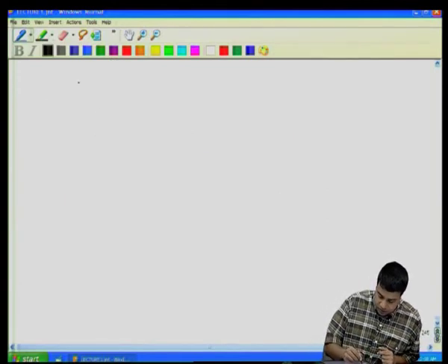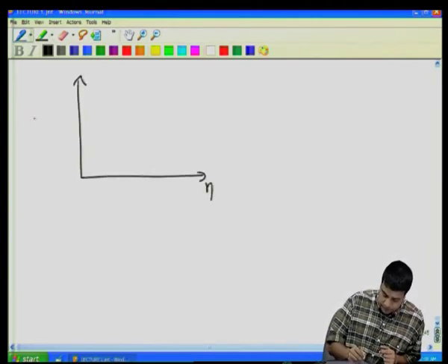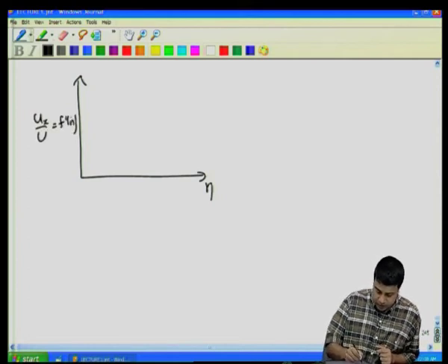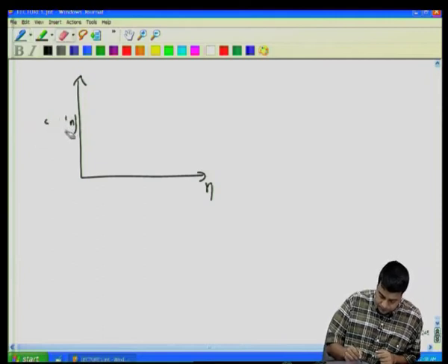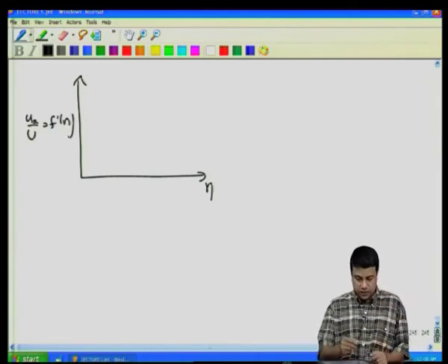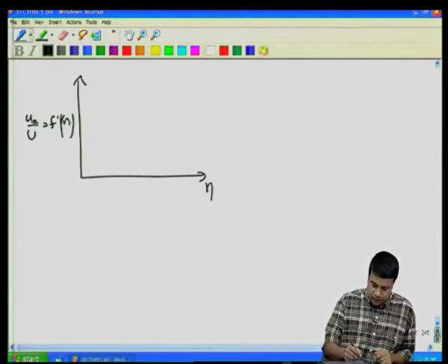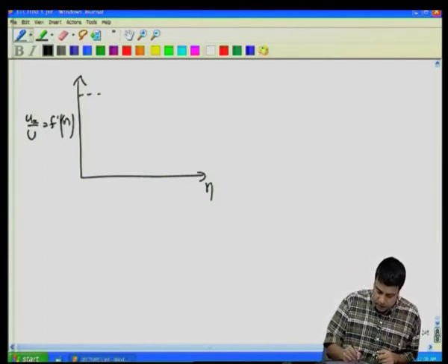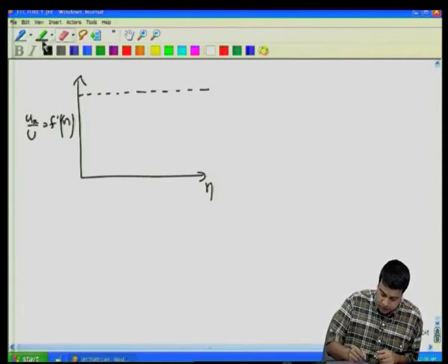So, I got a solution for you in the last lecture. The scaled velocity, and this of course, as eta goes to infinity, u x by u has to go to 1, because the velocity has to go to the free stream velocity u, therefore, u x by u has to go to 1.